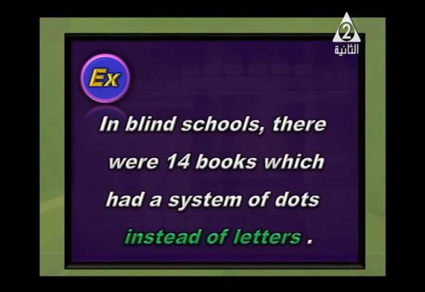So let's see the example. In blind schools, there were 14 books which had a system of dots instead of letters. Okay, great. As long as إن أنا استخدمت instead of قلت لك بنحط يا إما gerund, verb plus ing, or noun. Noun اللي هو الاسم. So here we have what? Yes, right. We have noun, letters. Okay, حروف.